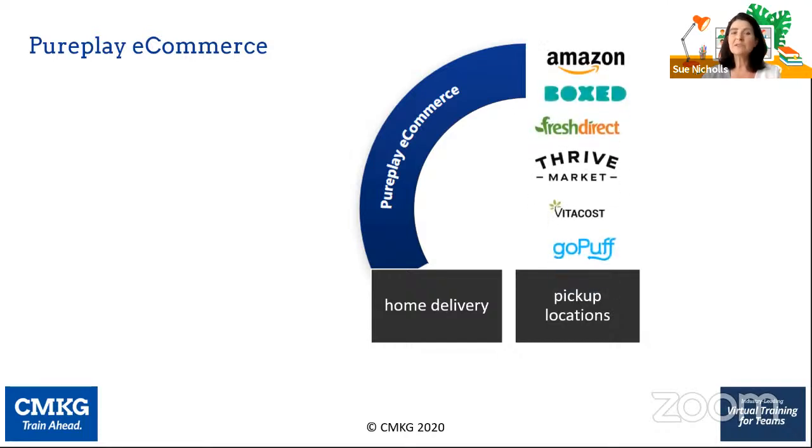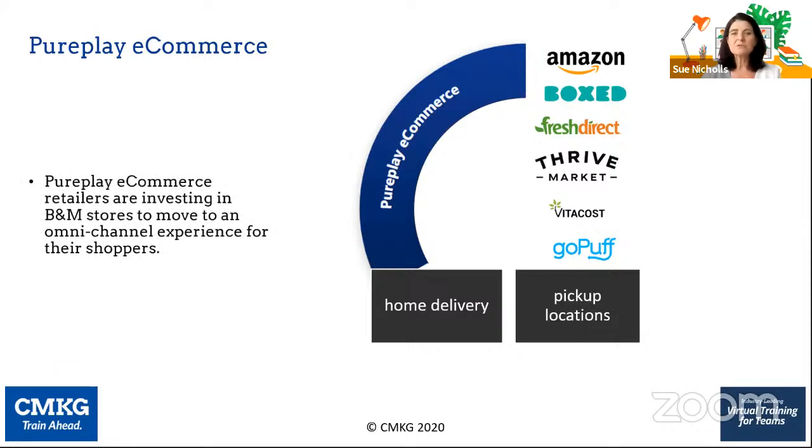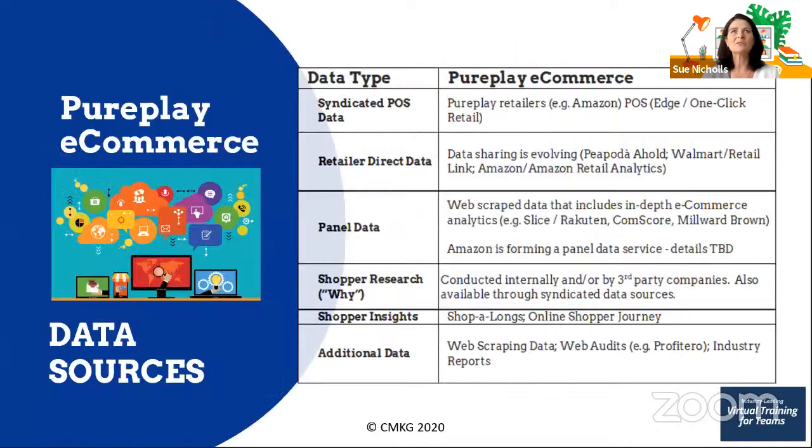Here are some examples of pure play e-commerce retailers that are out there. Although ones like Amazon are investing in brick and mortar stores for a more seamless shopping experience for their shoppers, a lot of e-commerce retailers are starting to try to get into the brick and mortar space, and vice versa. So there's lots of change going on all the time. Sometimes these retailers change names, or they were bought and have now become omni-channel. Anyways, these are pure play e-commerce retailers.